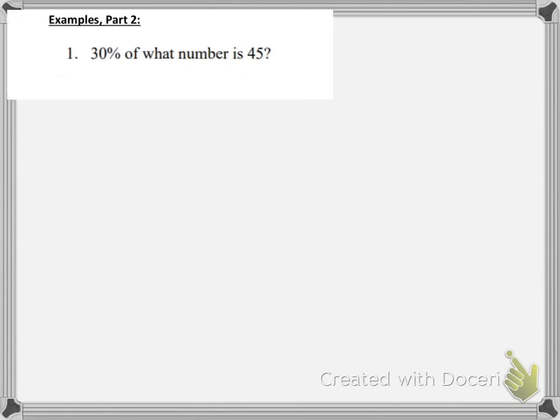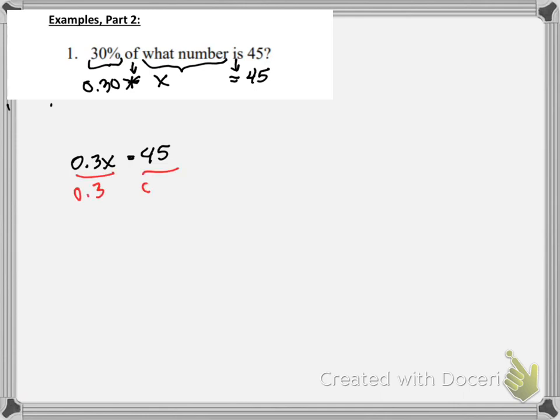All right, so now we're going to have part 2 of our examples. This time, our variable will be sort of in a different spot in our equation. So let's get started. We have 30%, that's 0.30. Of means multiply. What number, or what, that means X. Is means equals. 45 means 45. So this is a little bit different, because now I have a one-step equation that needs to be solved. So we're going to have to divide both sides by 0.3. And we find out that X gives us 150. So 30% of 150 is 45.